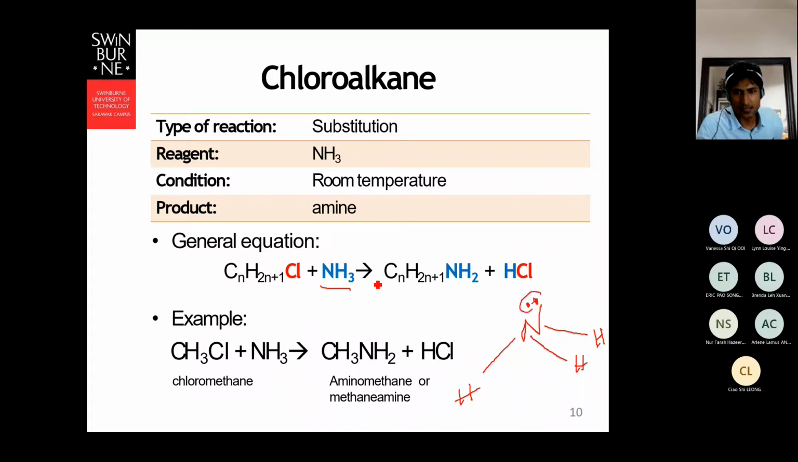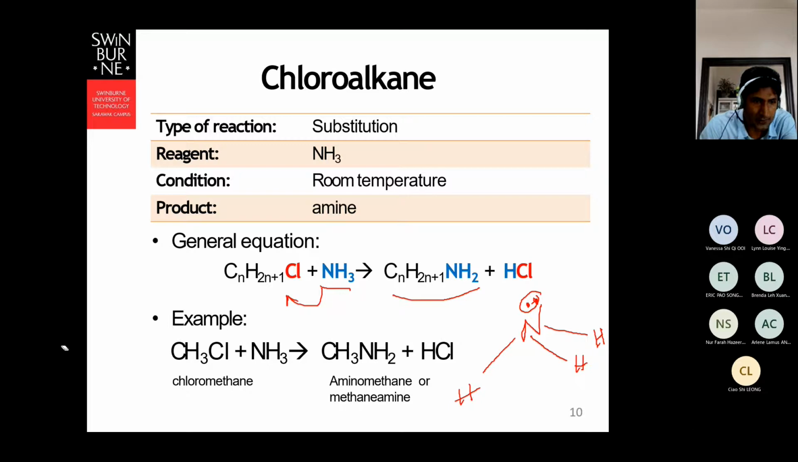So this molecule becomes a little bit polar. It will react with this haloalkane, or chloroalkane, and then an amine will be produced. Amine will be produced in this way. One hydrogen will be replaced from this ammonia, right? One hydrogen will go out from here.